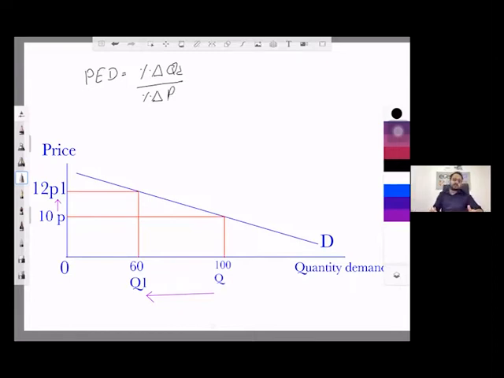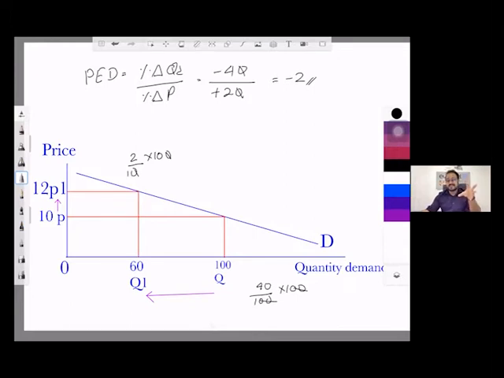Now, if you see 100 to 60, what is the percentage change? The difference is 40, divided by 100, times 100. The percentage change is minus 40%. Is that clear? Then the price is increasing from 10 to 12, the difference is 2, divided by the old value 10, multiplied by 100, it's going to be plus 20%. Cancel. The answer should be minus 2. So the PED value is minus 2.